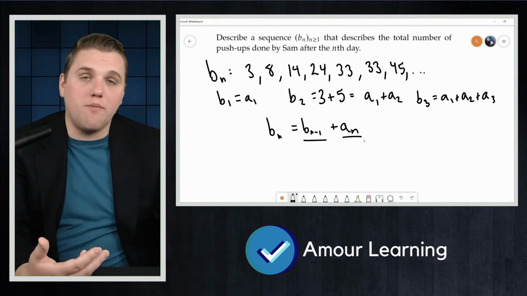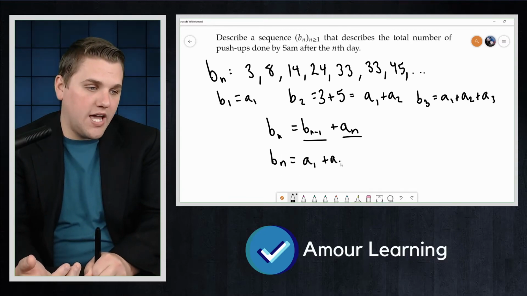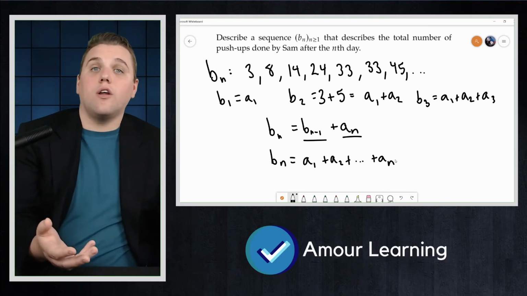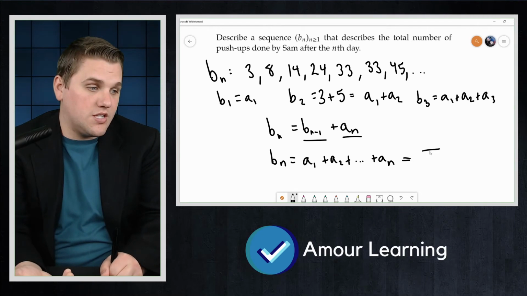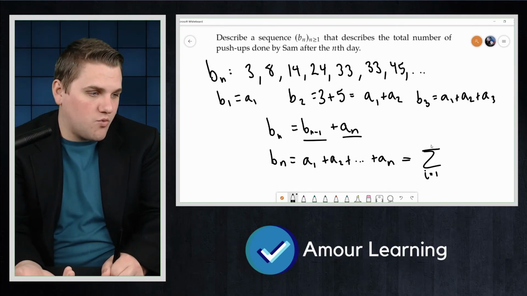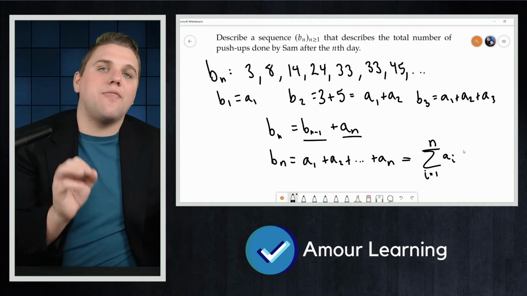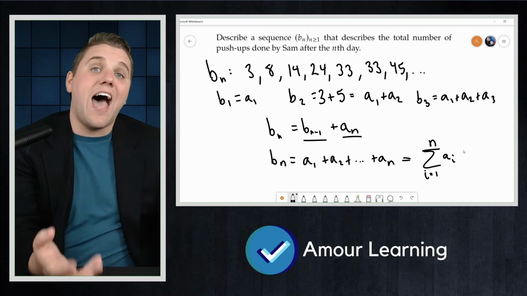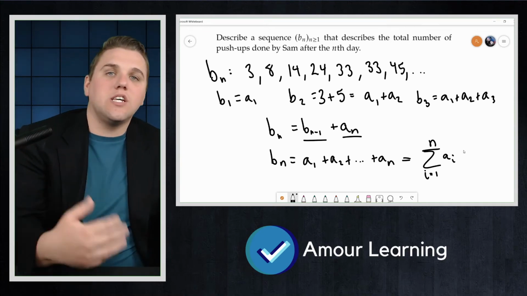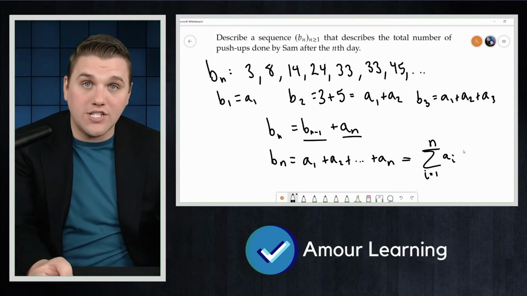So for the closed formula, we could write that b_n equals a_1 plus a_2 plus all the way up to a_n, or the same thing using some summation notation. This is the sum from i equals 1 all the way up to n of a_i. However, note that these are not really closed formulas, since even if we had a formula for a_n, we would still have an increasing number of computations to do as n increases.